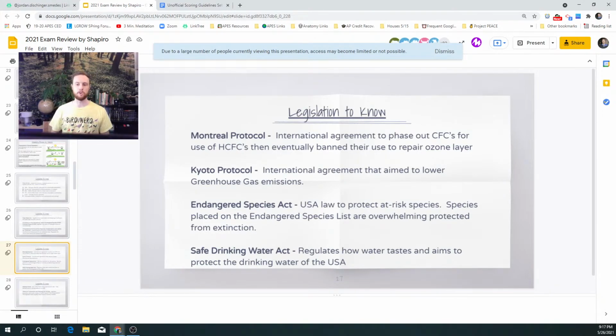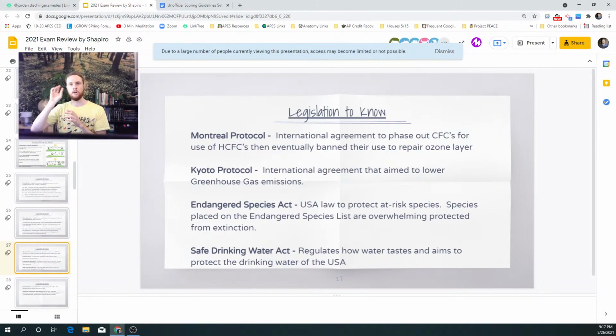But anyway, the Kyoto Protocol, named after Kyoto, the city in Japan, was an international agreement that basically just tried to lower greenhouse gas emissions. It was kind of like a less successful Paris Climate Accord. Much earlier, I can't remember if it was late 80s or early 90s, it might have been mid 90s actually, but an international agreement targeting greenhouse gases. Big thing to know is that it was targeting greenhouse gases, not CFCs and HCFCs like the Montreal Protocol.